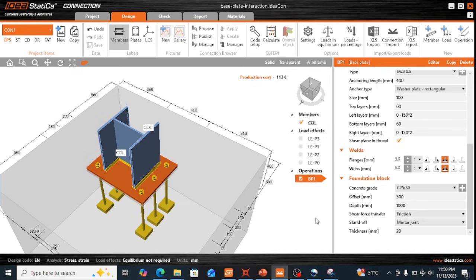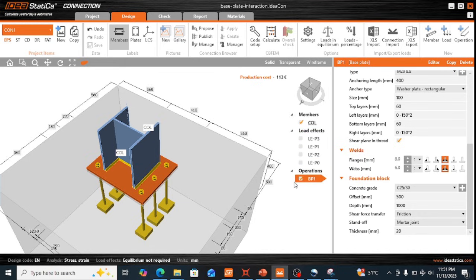So the first one was regarding the definition of the column through the members, and the second was the definition of the base plate as well as the anchor bolts through the manufacturing operation base plates. And now coming to the load effects, here you will find that I have defined 4 load effects: LEP0, LEP1, LEP2 and LEP3. In fact these load effects correspond to 4 points on the interaction diagram. These points are P0, P1, P2 and P3.